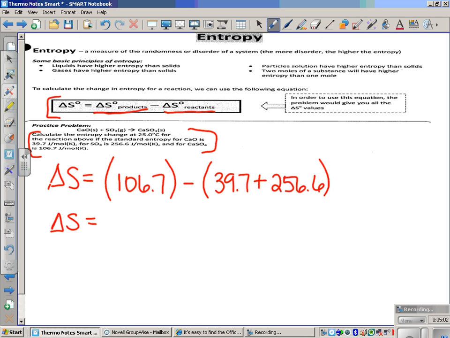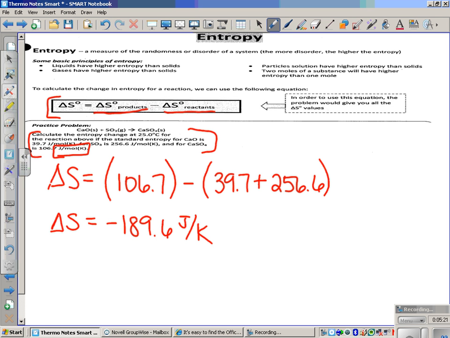So now I've got to plug in my calculator, watch your order of operations, and you should end up with negative 189.6. The unit is joules per Kelvin. If you notice here, the unit started as joules per mole Kelvin, but the mole part of the unit falls off because we were using the coefficients for this.